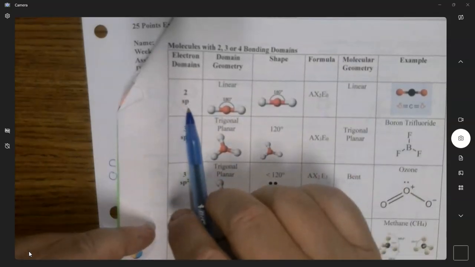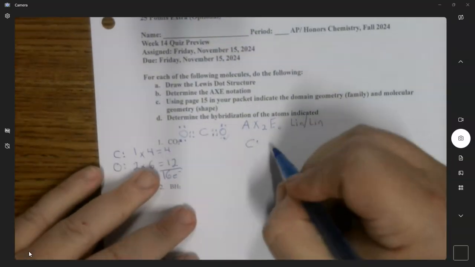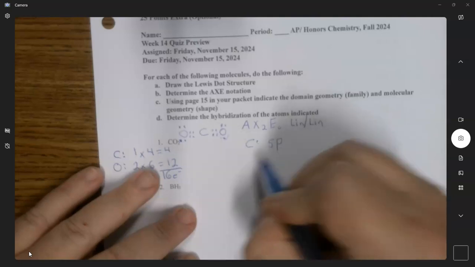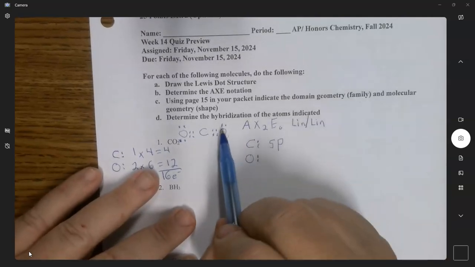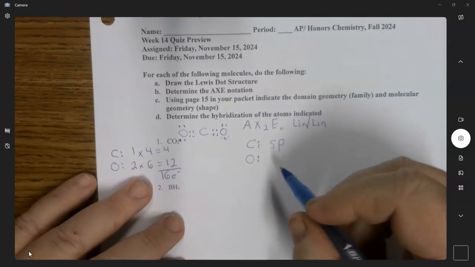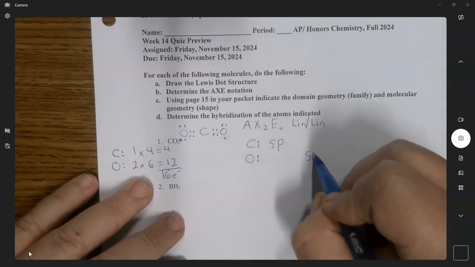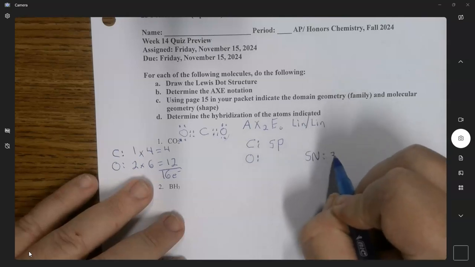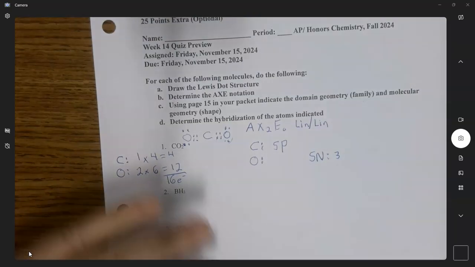So that's sp hybridization. Okay, so you built a carbon dioxide model, so this is sp, and each of the oxygens has got 1, 2, 3 electron domains. So that's a steric number, and we're going to abbreviate that SN, steric number of 3. And if you come back here, a steric number of 3 is sp2.